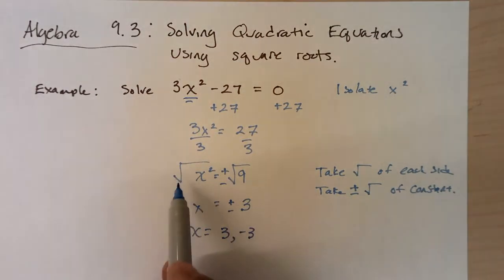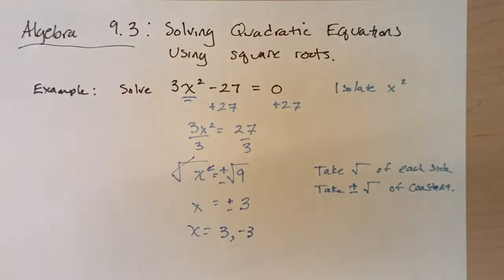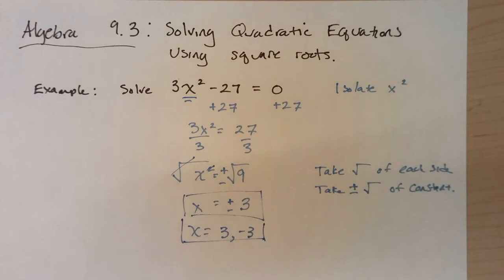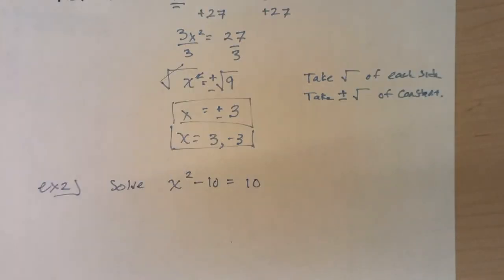I didn't mention on the left side here, when we're taking the square root of x squared, the square root just undoes the square. So really there's two solutions, whether I write it like this or this. You don't have to write it both ways, but you do have to have both of the solutions, positive 3 and negative 3.